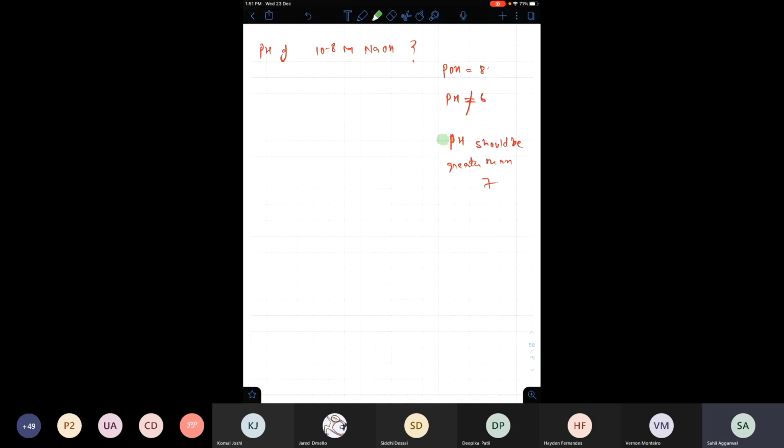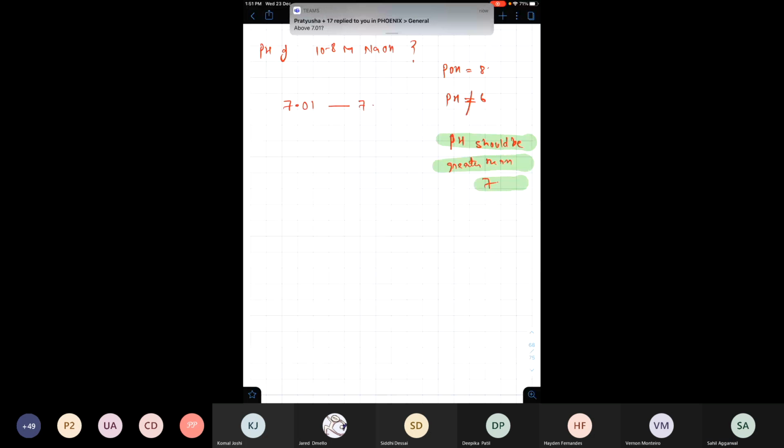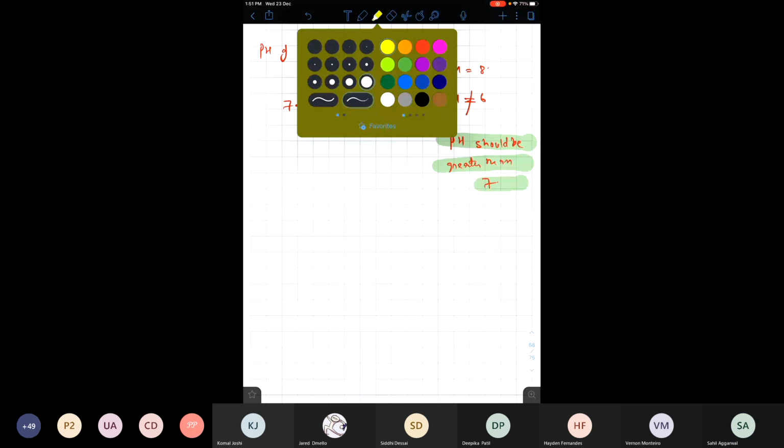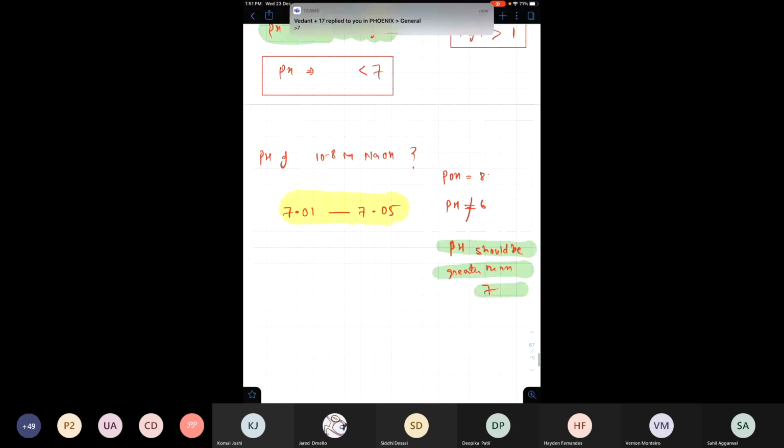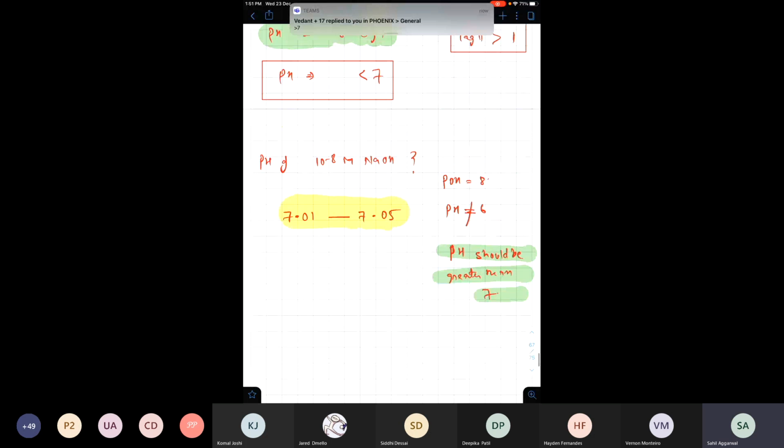So we will keep the same window. We will not say 7, Deepika. At 7 it will become neutral.